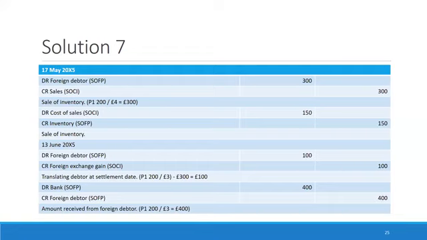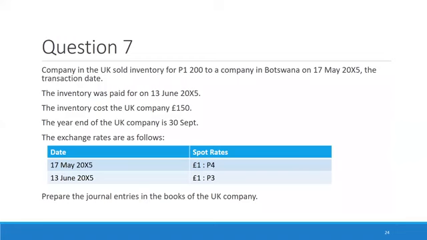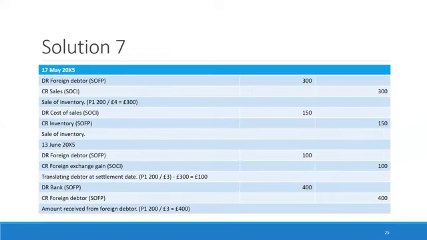And remember, whenever we record a sale, there must be two legs to the transaction. We've dealt with the selling price. We also need to deal with the cost price associated with that sale. They told us the inventory cost £150. So we can debit cost of sales, credit inventory with that £150.